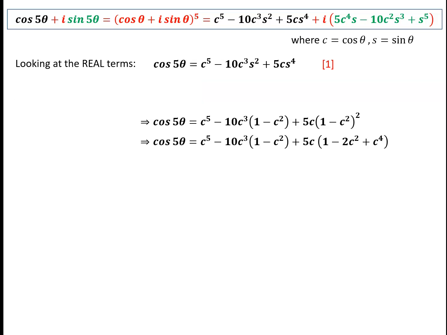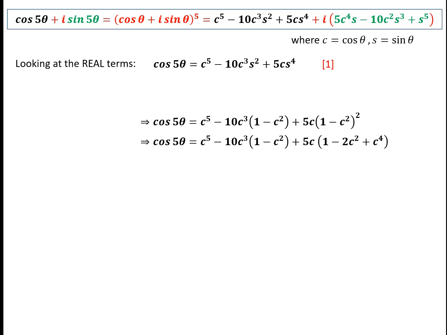So we've got cos 5 theta is the same thing as c to the 5 minus 10 c cubed times (1 minus c squared) plus 5c times the expansion of (1 minus c squared) squared, which is 1 minus 2c squared plus c to the 4.